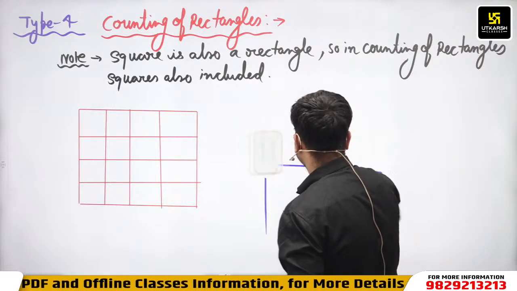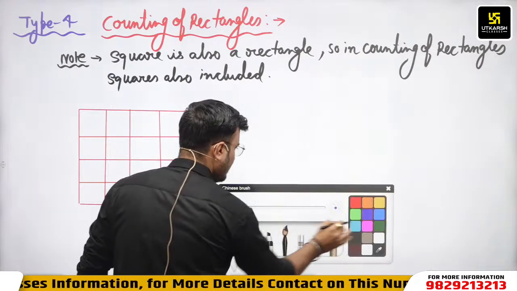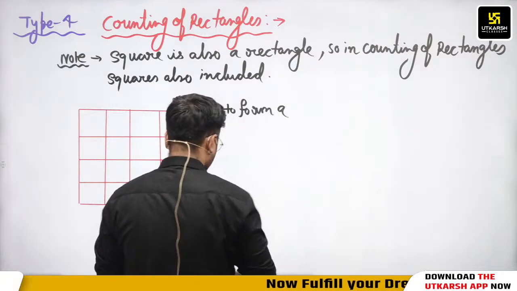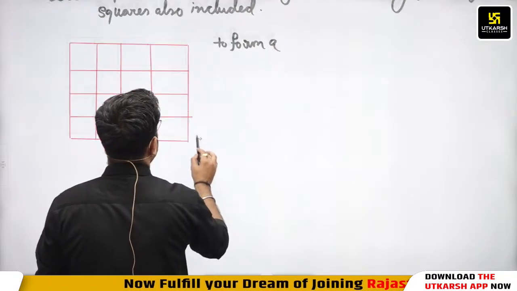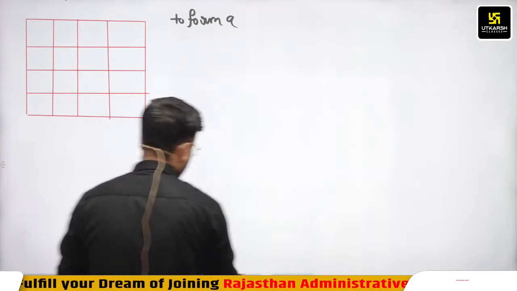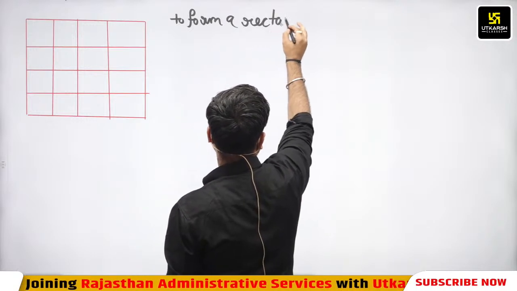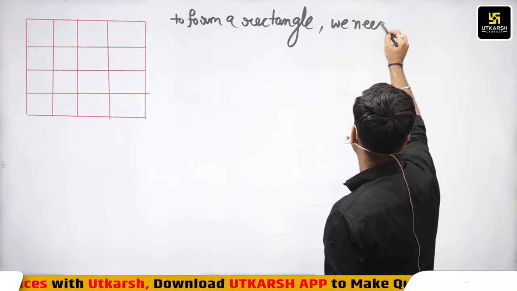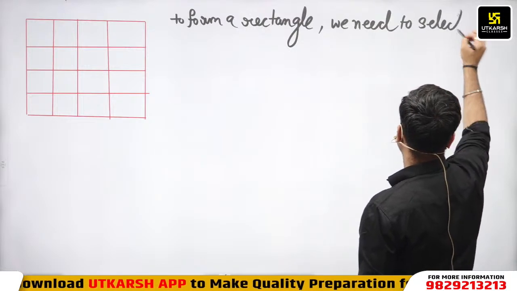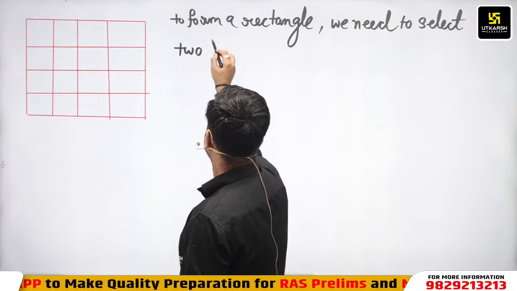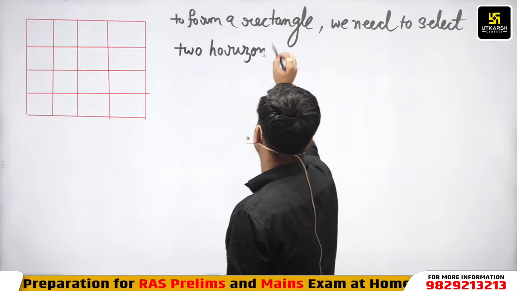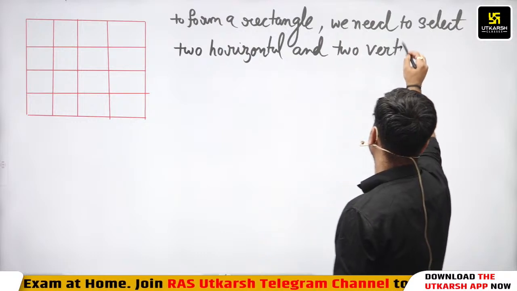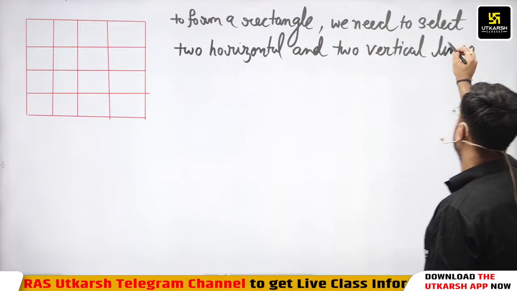So what we need to do to form a rectangle is select two horizontal and two vertical lines at the same time.